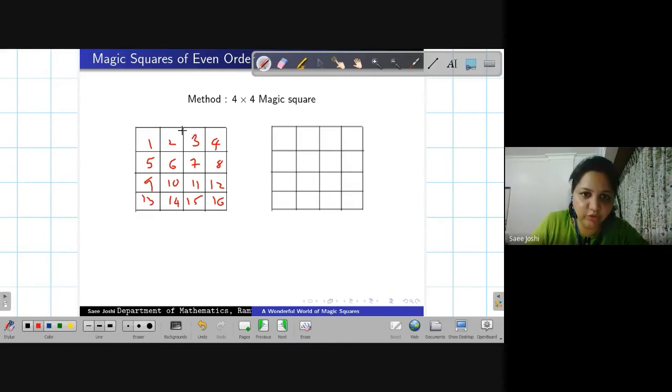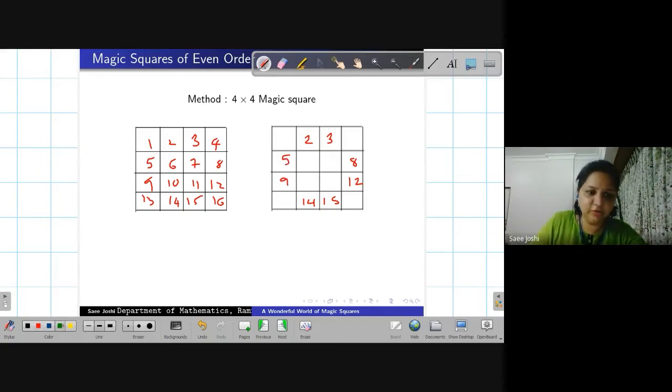Okay, for creating a 4 by 4 magic square, you look at these entries. Okay, so 2, 3, 8, 12, 14, 15, 5 and 9. So you write those entries as they are over here. Okay, so you get 2 here, 3 here, then you get 8 here, 12 here, 14 here as it is, 15 here as it is, 9 here as it is, 5 here as it is.